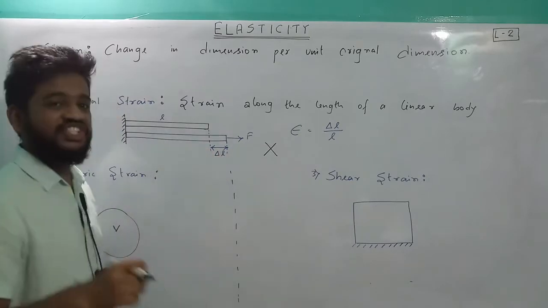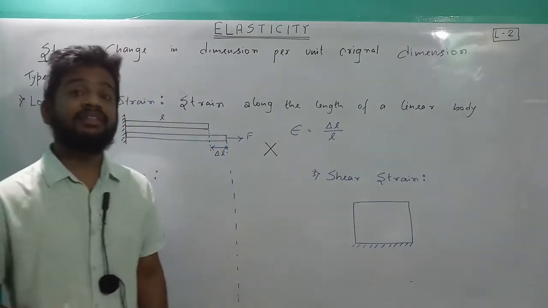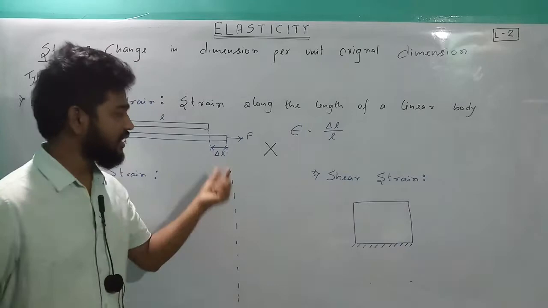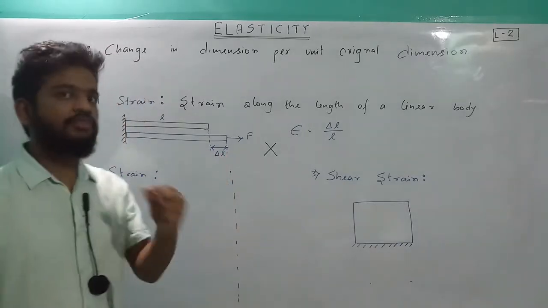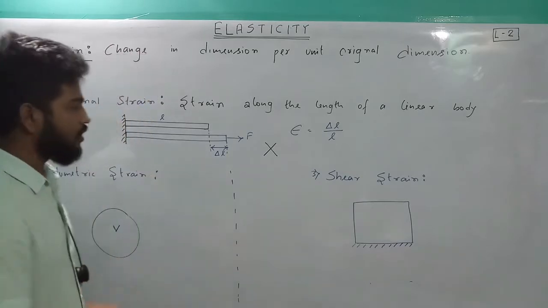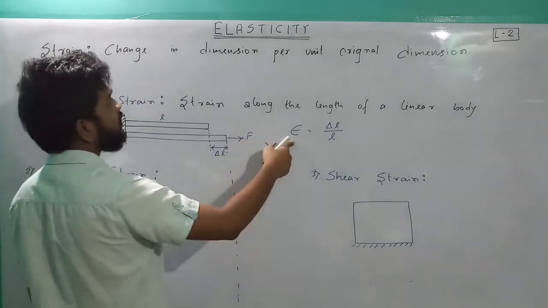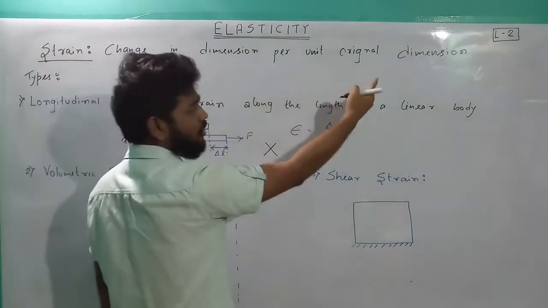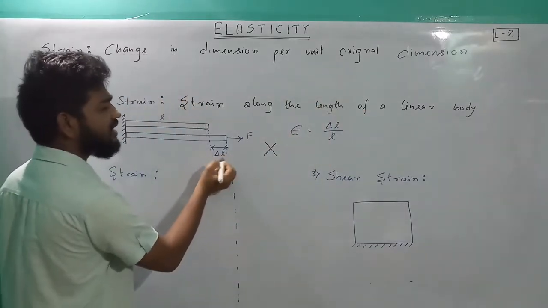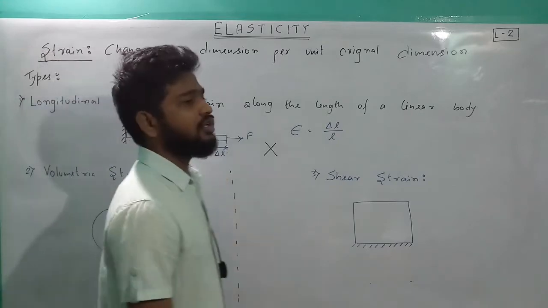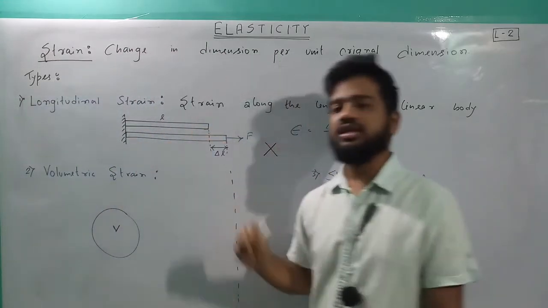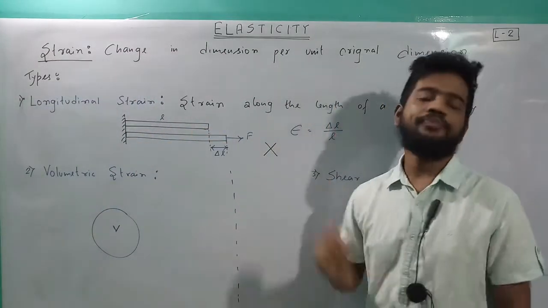Delta L. So the change in length is delta L, or we can say the increase in length is delta L. This triangle represents delta. Delta means change. So we can say strain is change in dimension per unit original dimension. So what is the change in length? Delta L. What is the original length? L. Therefore, the strain of a linear body is given by delta L by L.